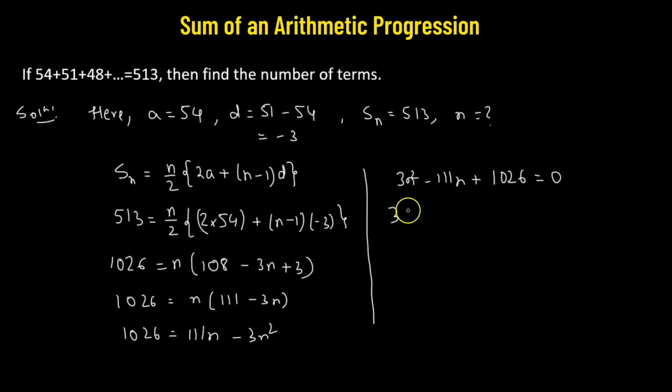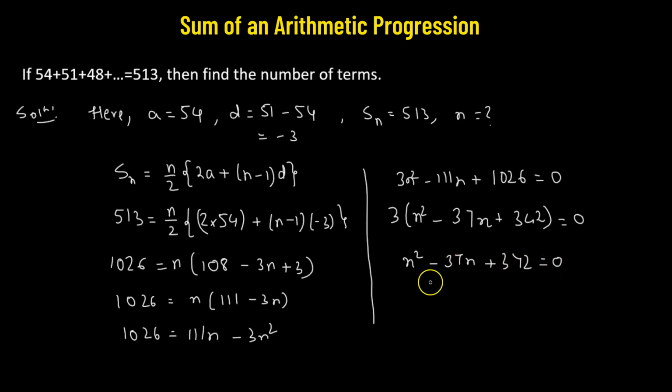So if we factor out 3, we're going to get n squared minus 37n plus 342 equals 0. Since 3 cannot be equal to 0, this would mean that n squared minus 37n plus 342 equals 0. This is actually the factorization n minus 18 times n minus 19, which will be equal to 0. So solving for n, we get either n equals 18 or n equals 19.